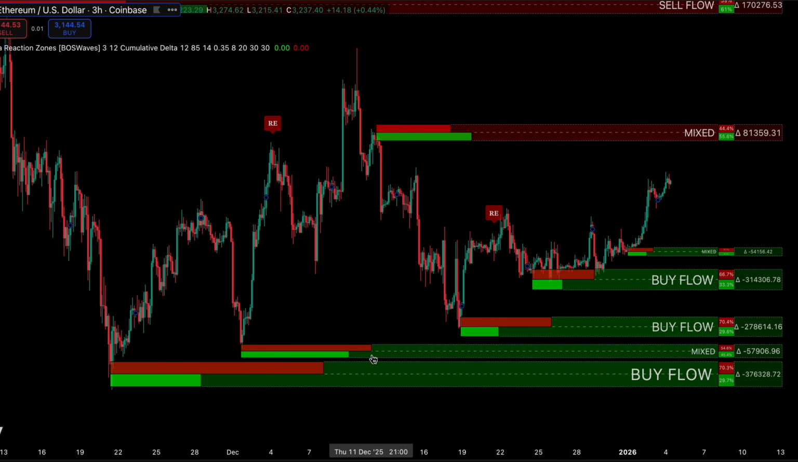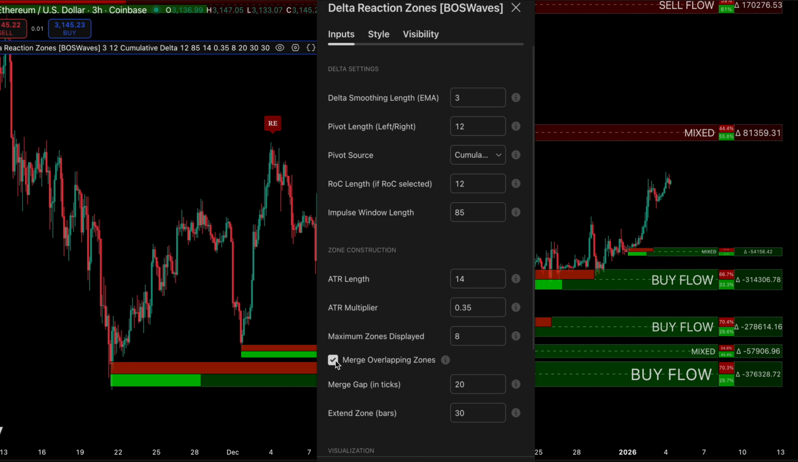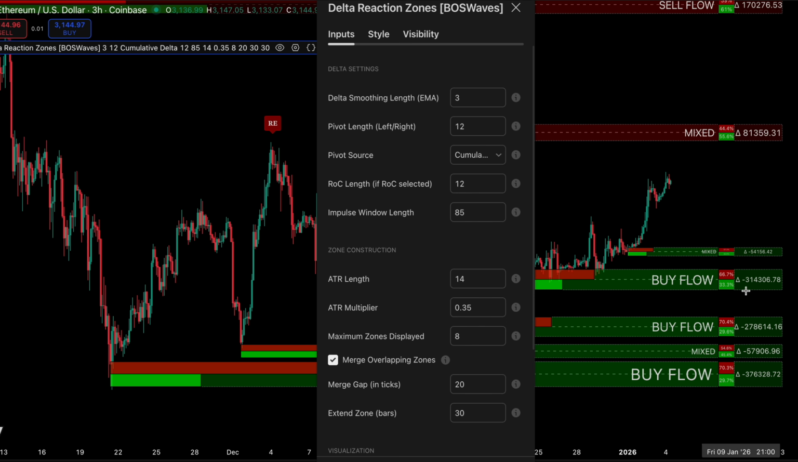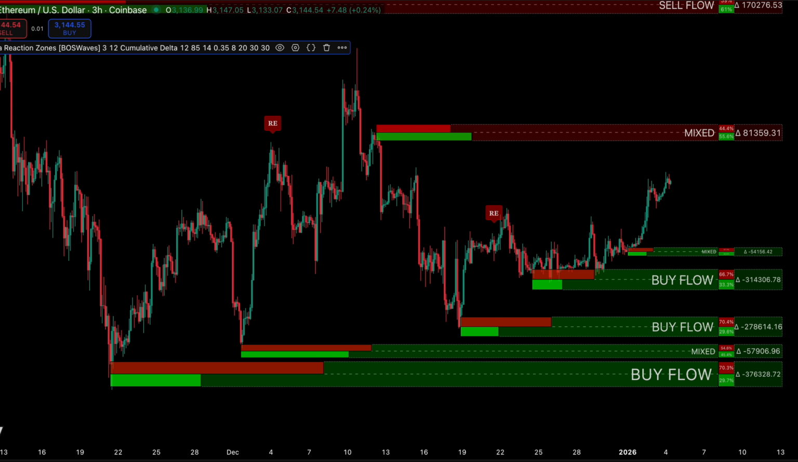We have intelligent zone merging and structure cleanup. So if we have multiple delta reaction zones of the same type overlap or form closely together, they automatically merge into a single higher quality structure zone. This reflects reality. Repeated delta reaction zones in the same area will strengthen that level. So if we look here in our settings tab, if I unselect merge overlapping zones, you'll see in this area we've had two buy flow zones and they're overlapping with one another. But by clicking the merge overlapping zones, it forms a singular zone, which makes it much clearer to see on a chart.